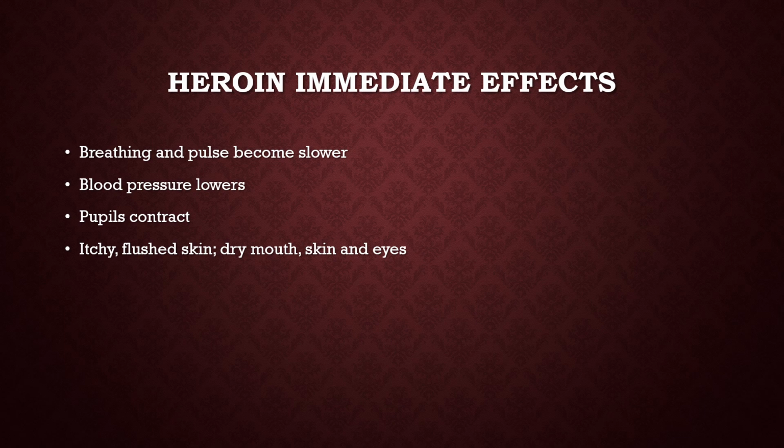Some of the immediate effects of heroin use include slower breathing and pulse, lower blood pressure, and contraction of the pupils. They're going to feel itchy and have flushed skin, a dry mouth, dry skin, and dry eyes. The small pupils are really due to increasing parasympathetic nerve tone in the pupil. And the urinary retention is due to increased urethral and bladder tone.